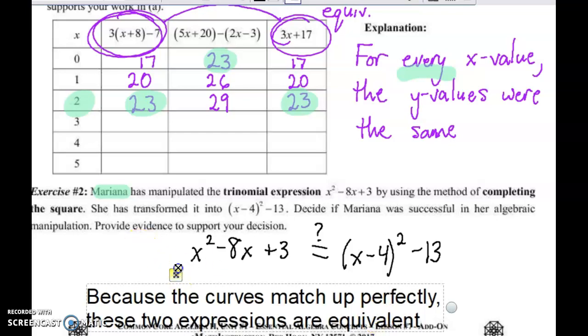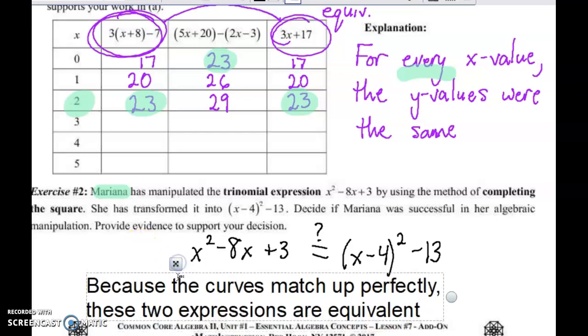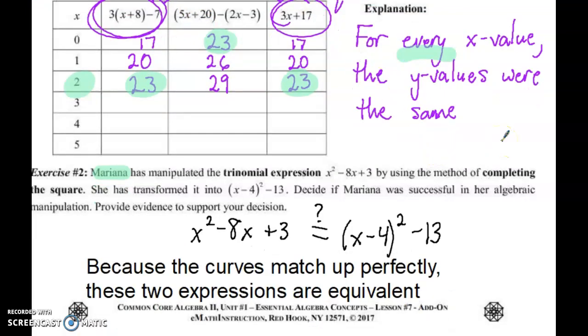So that's if you're looking at the curves. Otherwise, you can say because the tables match up perfectly, for each x value, the y values were the same. So what does that mean? It means Mariana was successful. She was correct. So maybe I'll write that out. Mariana was correct.